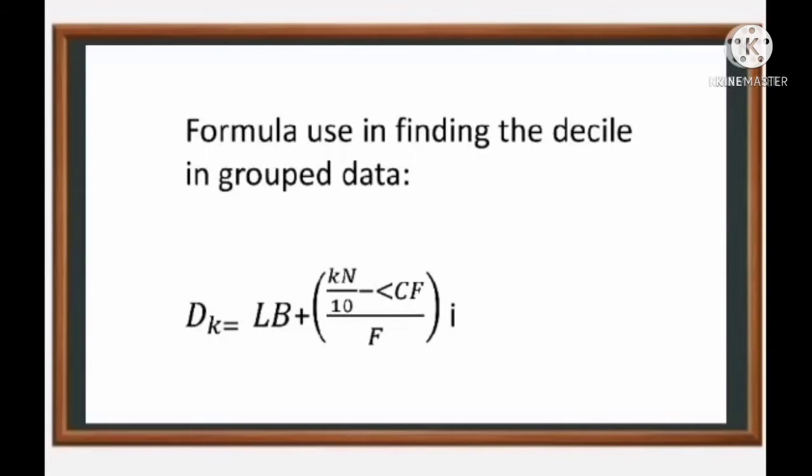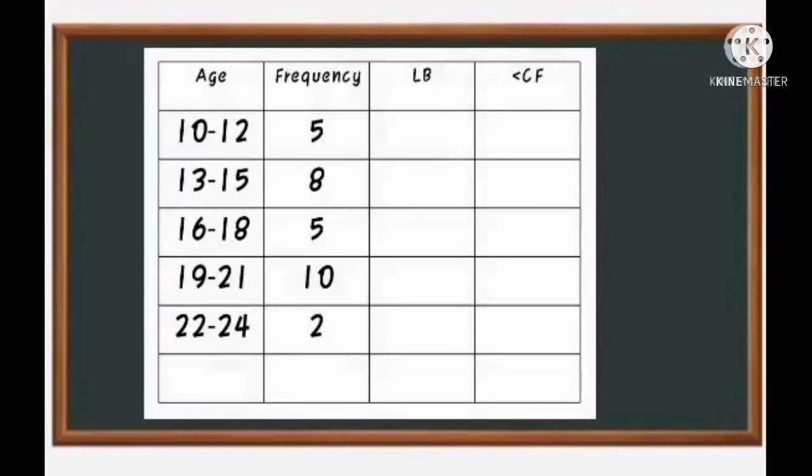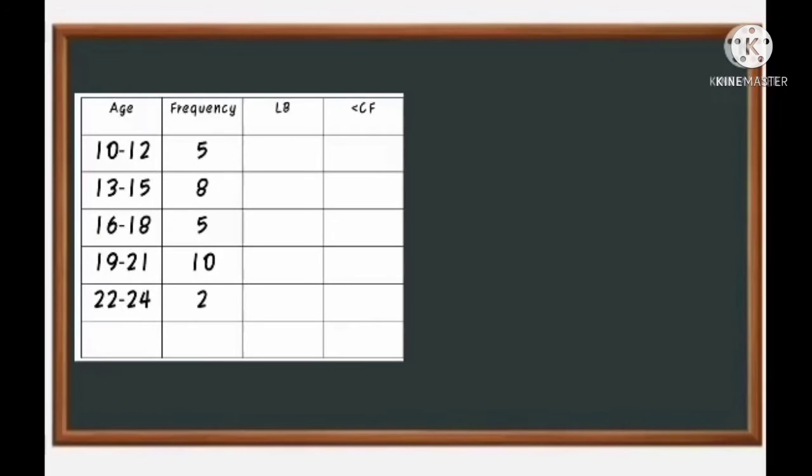Here is the formula of decile. Based on the formula, we need the lower class boundary and the less than cumulative frequency. How to find the lower class boundary? Let's subtract 0.5 from the lower limits. Here are the lower limits: 10, 13, 16, 19, and 22.